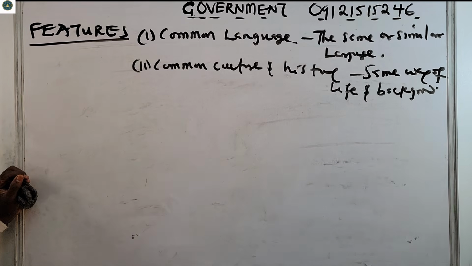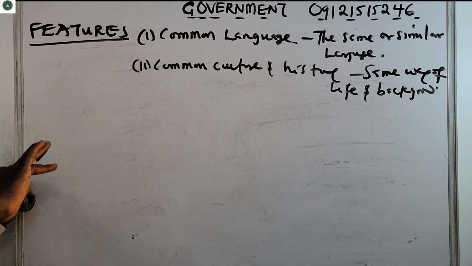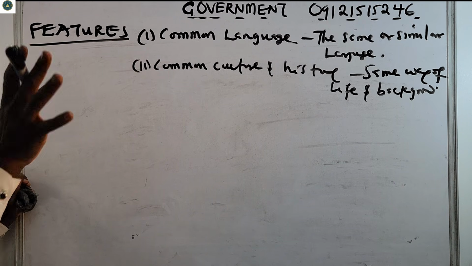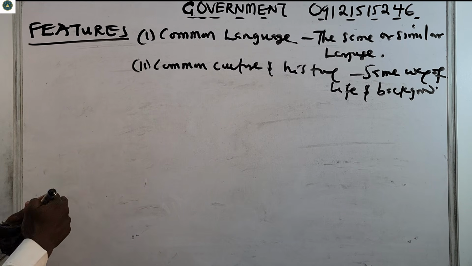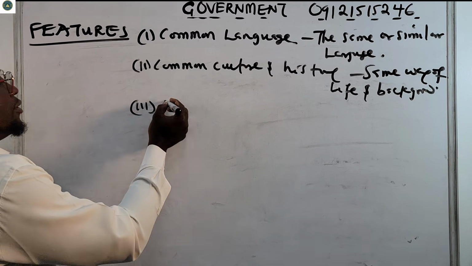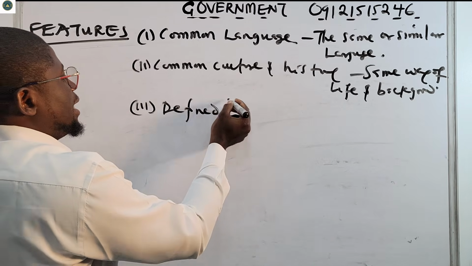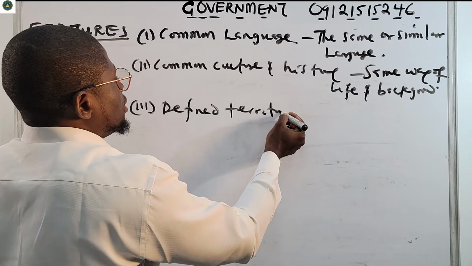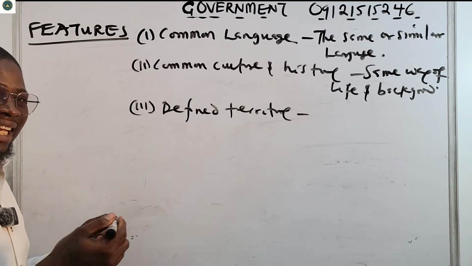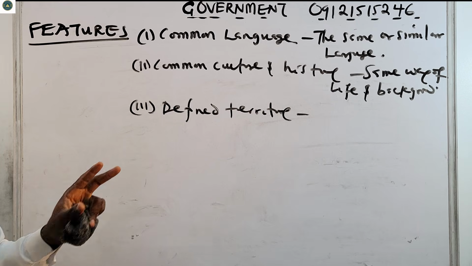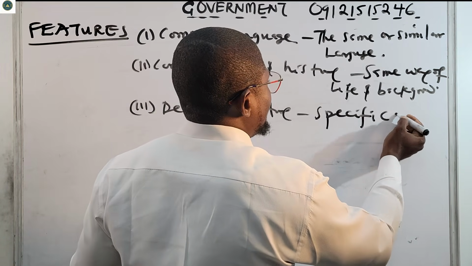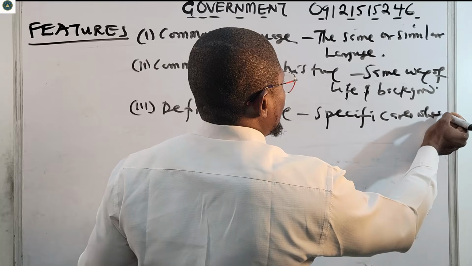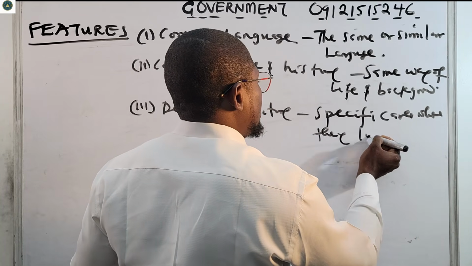Okay, so common culture. All right, also there's a defined territory. A nation state has a defined territory. There's a land mass. Okay, that's a land space. They live in a specific land area. All right, so they have a defined territory. Okay, so they have a land, a specific area where they live.